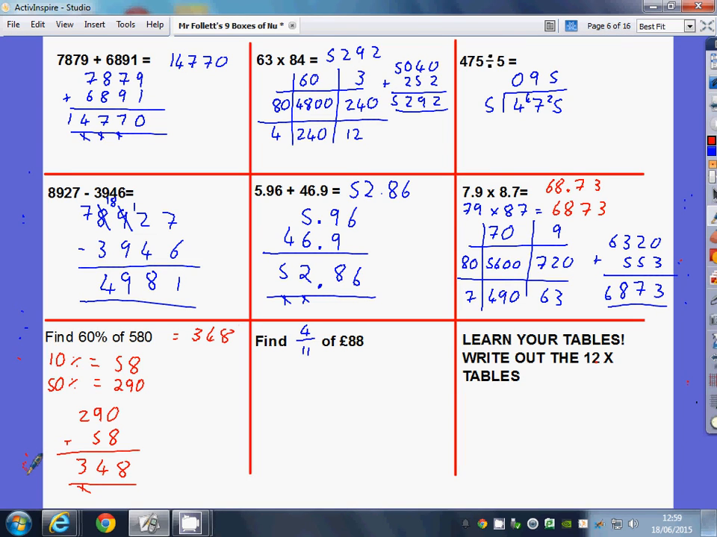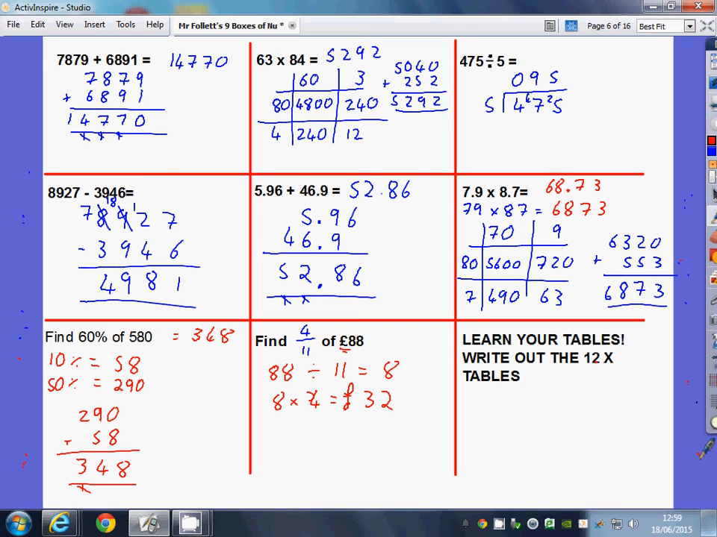Next one, number 7, fraction of an amount. Now this is something you just got to get in the habit of doing. Whenever you're asked to find a fraction of an amount, we always divide by the bottom, times by the top. So 88, divide by the bottom, so divide by 11 is 8. Then we times by the top. The top is obviously 4, so 8 times 4 equals 32. Be careful, on this one I did include a pound sign, so the answer is 32 pounds.